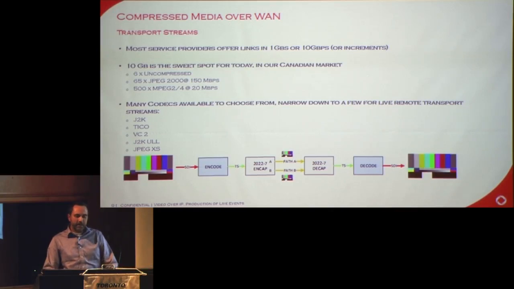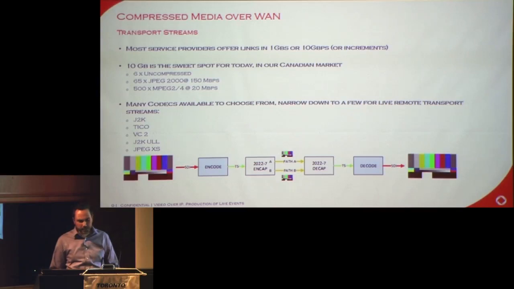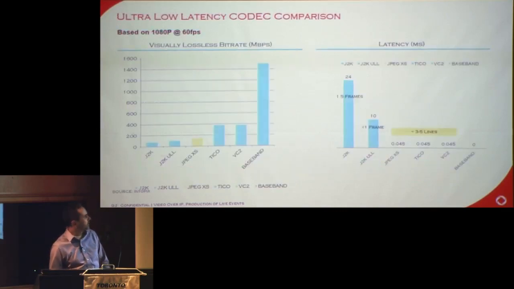So compression comes into play. JPEG 2000 running at about 150 megabits per second is going to buy us 65 video feeds on that same link. So we use compression a lot today. Compression isn't necessarily a bad thing. There's lots of excellent codecs to choose from. I've listed a few. I kept the MPEG codecs out because for this tier one, tier two, sports, live news stuff, keeping with the really low latency codecs is probably the best place to do it.